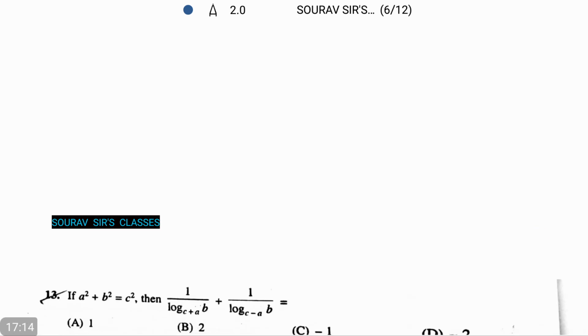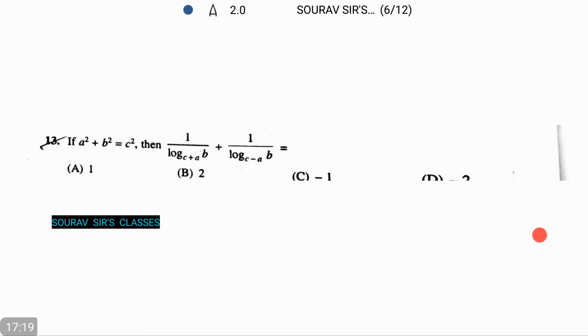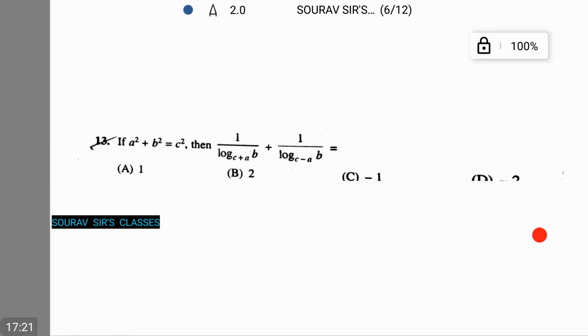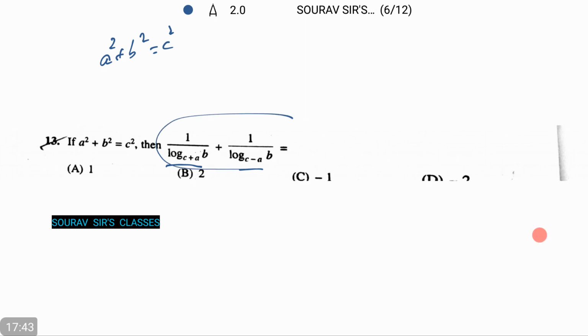Right, let me just pull this up, and here we go. So what we are required to find is, we are given that a squared plus b squared equals c squared. Then log to the base c plus a of b plus log to the base c minus a of b. We're required to find this expression.